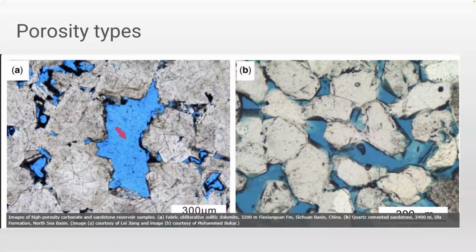thin section. This is dolomite. You can see the rhombs of dolomite here, and you can see that we have a very large intercrystalline porosity. Also, in this sandstone, you can see the intergranular porosity, and they are connected to each other. So you have a very good porosity and permeability.